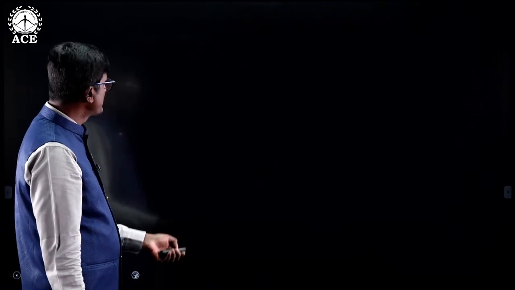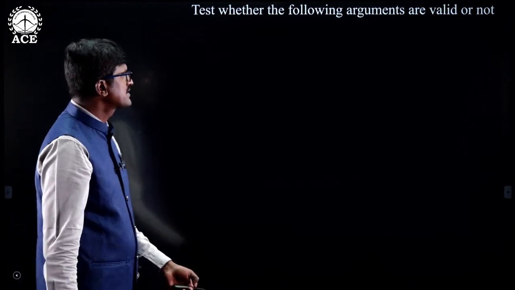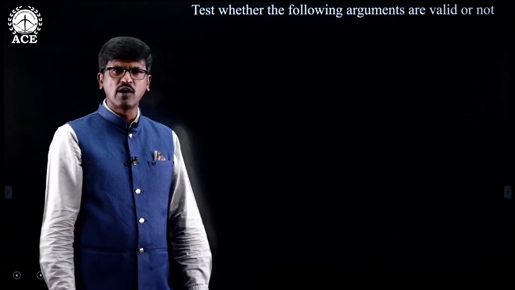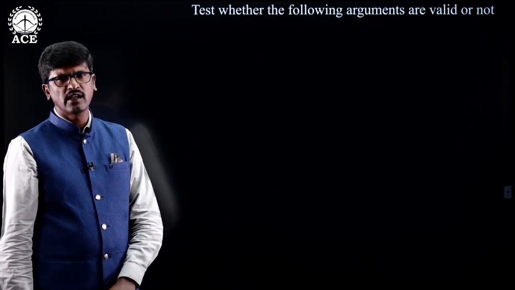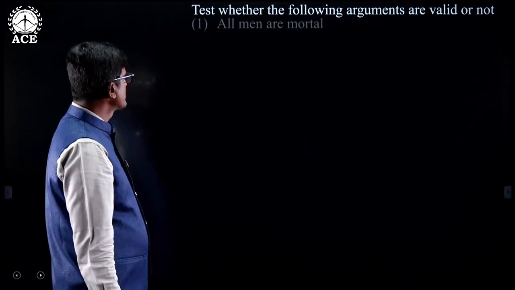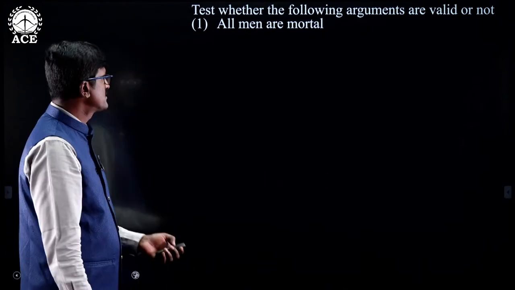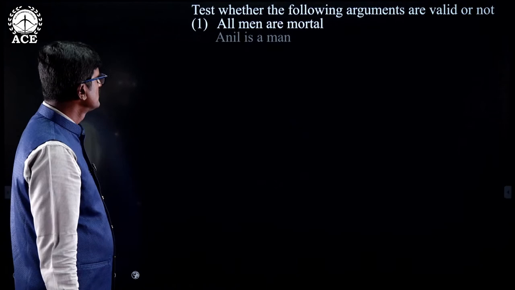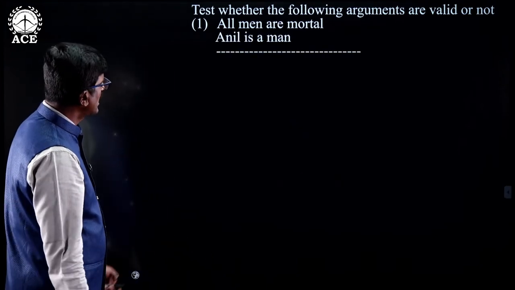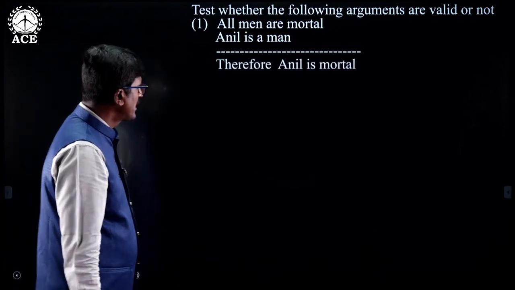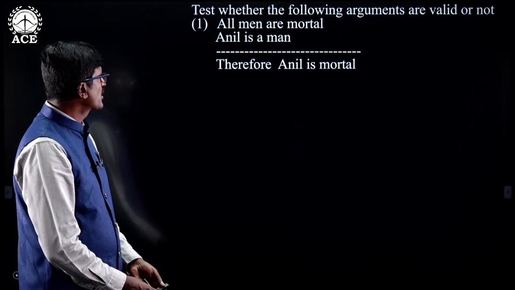Now, let us see some problems based on these arguments. Test whether the following arguments are valid or not. I am taking some arguments. What is an argument? There will be premises and there will be the conclusion. Now we'll see the premises. All men are mortal. That is one premise. The second one, Anil is a man. Next, the conclusion is, therefore Anil is mortal. So that is the argument.